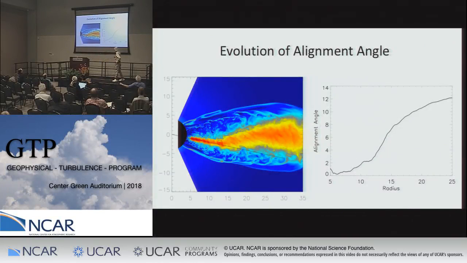A diagnostic is simply to compute the alignment angle on spherical shells by averaging the density-averaged angular momentum and seeing which direction the net is pointing. And so this is a disk that was 12 degrees misaligned initially. You see it goes up to 12 degrees here at r equals 25.